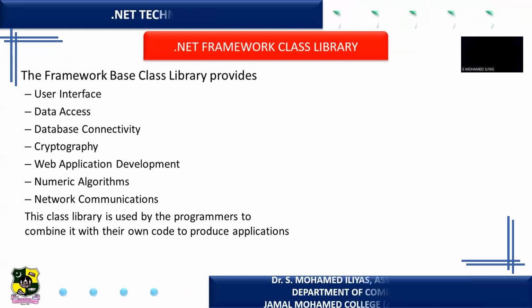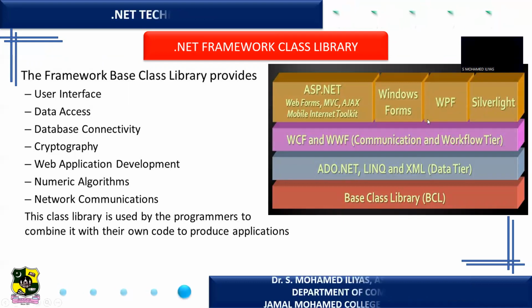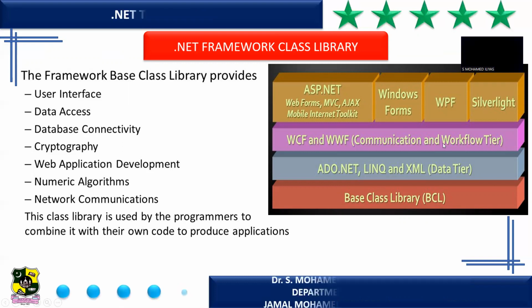This .NET Framework class library has an architecture like this. The base class library, BCL, resides at the bottom tier. The middle tier holds ADO.NET, LINQ, and XML, so it is called the data tier and also the middle tier. The topmost tier is supported by Windows Communication Foundation, WCF, and the Windows Workflow tier. These reside on top of the architecture of the .NET Framework class library.